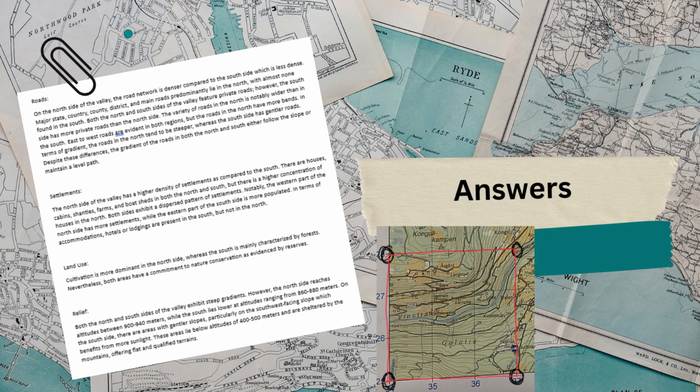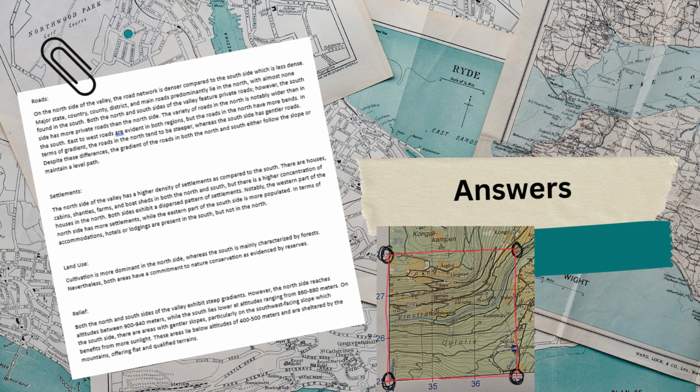Now that you have finished your answers, check to see did you include all of the information you needed to. Roads. On the north side of the valley, the road network is denser compared to the south side which is less dense. Major state, country, county, district, and main roads predominantly lie in the north, with almost none found in the south. Both the north and south sides of the valley feature private roads, however, the south side has more private roads than the north side. The variety of roads in the north is notably wider than in the south.